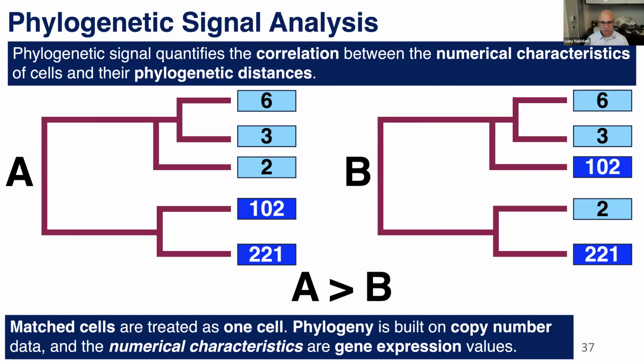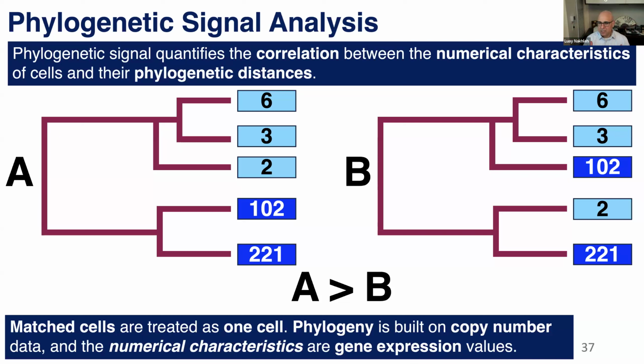Actually, we used a package called PhyloSignal. It's not ours. It's a published method that measures the correlation between the RNA and the tree shape. So if you look at these two hypotheses here on the left and right, and we are putting some extreme examples here, the values you are seeing here are the gene expression levels: 6, 3, 2, 102, 221. If you look at the left, the cells in which you have a much higher RNA level are grouped together on the tree. Whereas on the right, the 102 and 221 are in different branches of the tree.